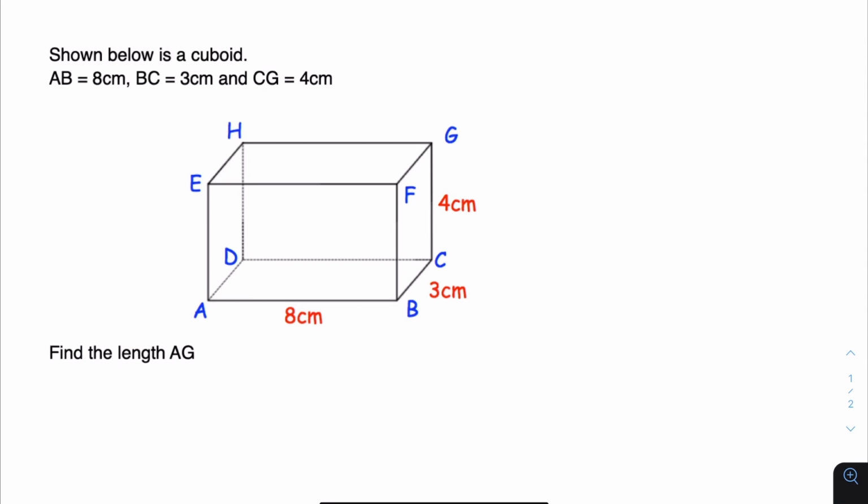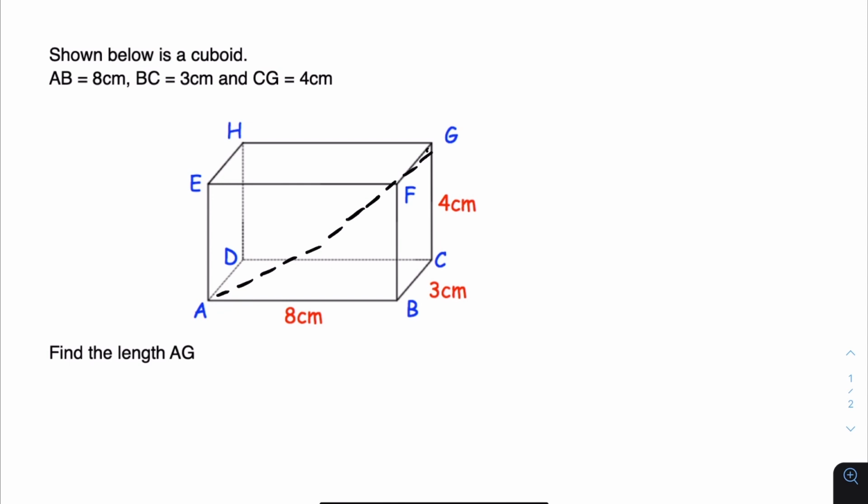So shown below is a cuboid. AB is equal to 8 cm, BC equals 3 cm, and CG equals 4 cm. And they labeled that for us, so that's not very difficult to visualize. Find the length AG. So length AG, let's just write that down here, is this line over here. And as we can see, it goes in between the cube because G is actually on the further side of the cube. So what we need to do is use Pythagorean Theorem twice.